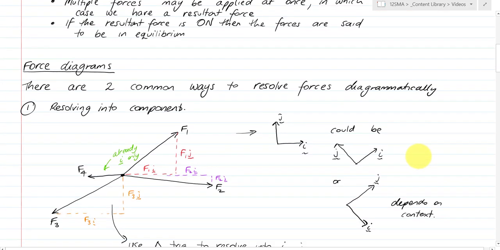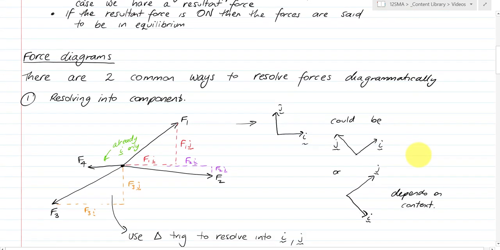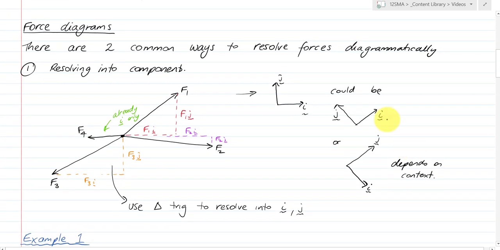So, force diagrams. There are two ways that we might resolve a force diagram to solve a problem. The first way is diagrammatically, using resolving into components, and to be honest, this is, as far as I'm concerned, by far the best way. To resolve into components, we consider our very well known i and j components, and we set them up using the right hand rule to make sure that i is clockwise from j. This is the usual, the norm, number 1.